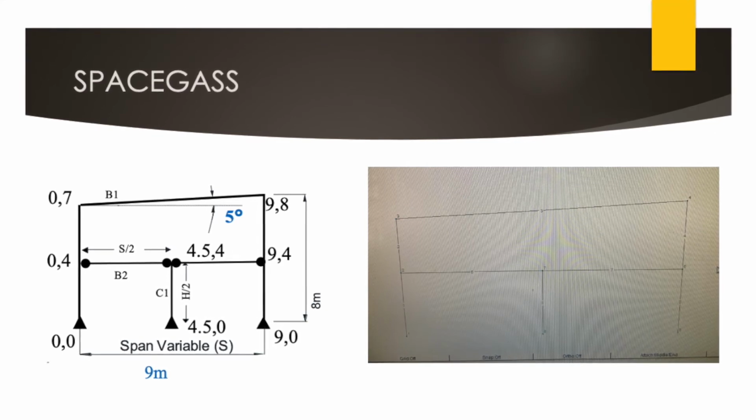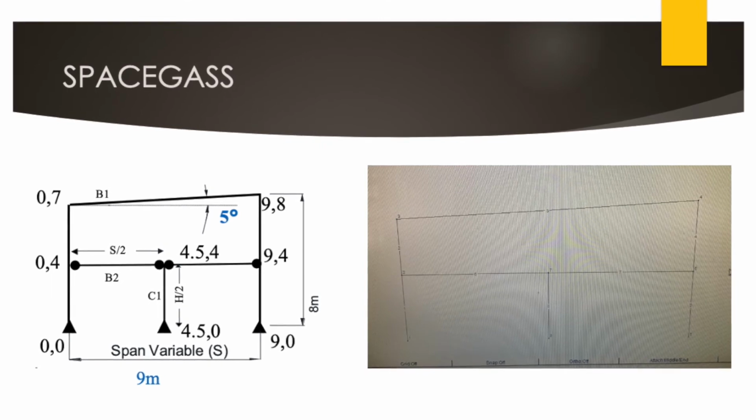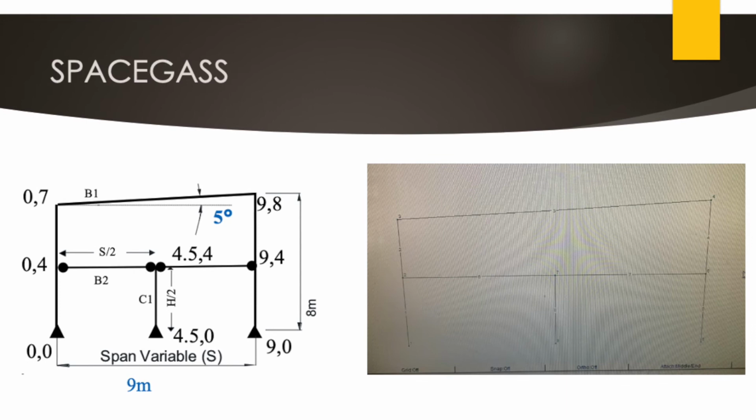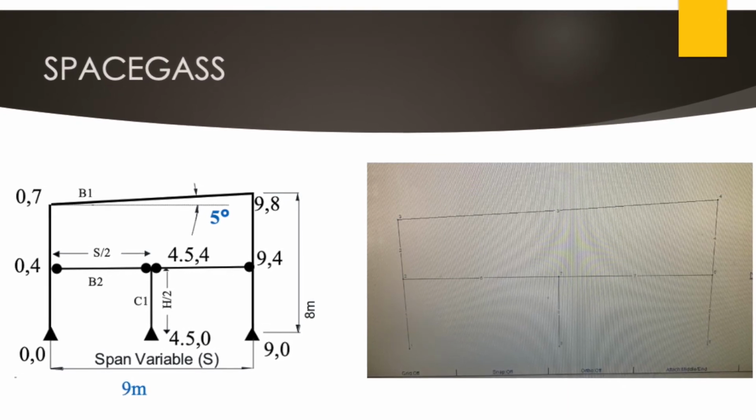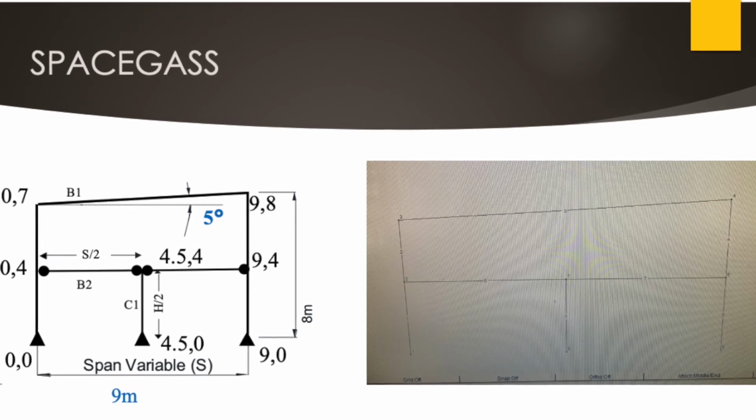Firstly, to create a SpaceGas model, the X and Y numbers of the shed must be identified. Once identified on the left, you can now begin to create the model as seen on the right.